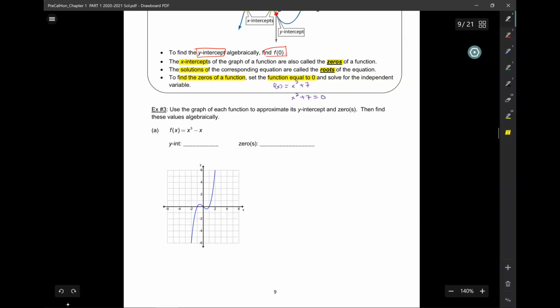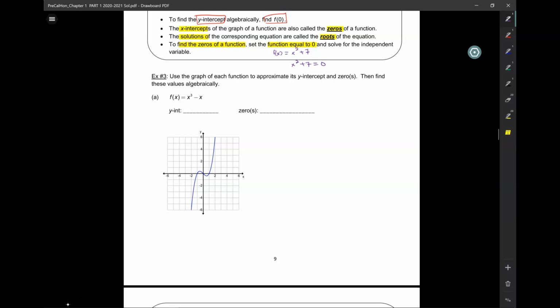Now, let's take a look at this function and find first the y-intercept and then the zeros. I'm going to do it algebraically first. For the y-intercept, you want to find f of 0, which means you plug 0 into each of the x's. So that's going to be 0 cubed minus 0. So we say f of 0 equals 0. And that's how I want you to write it: f of 0 equals 0.